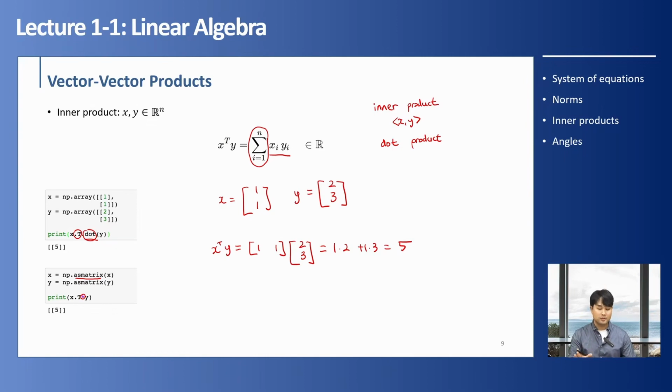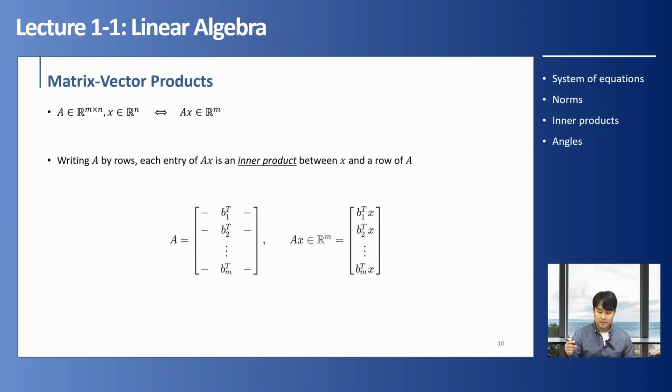products between two vectors. Extending this example to a matrix to vector product case, I'd like you to recall the two different ways, or two different views, that we can have on matrices. So first of all, if we write A by its rows, the product of A and x becomes an inner product between the rows of A and x.